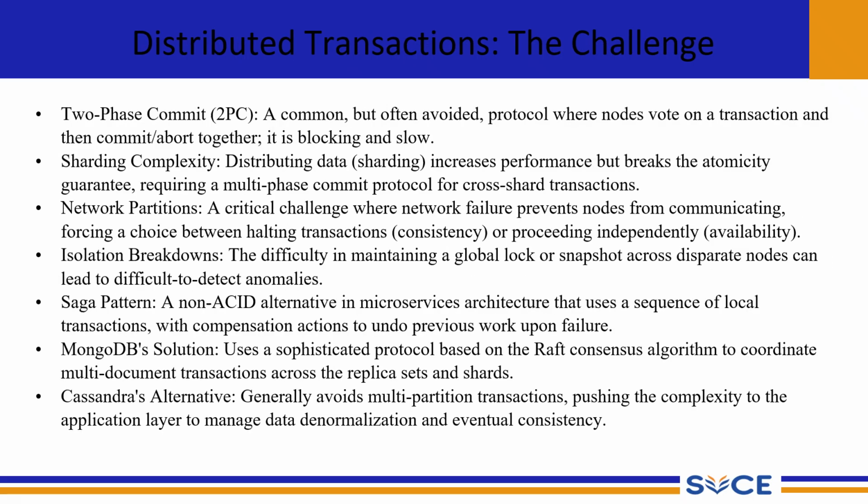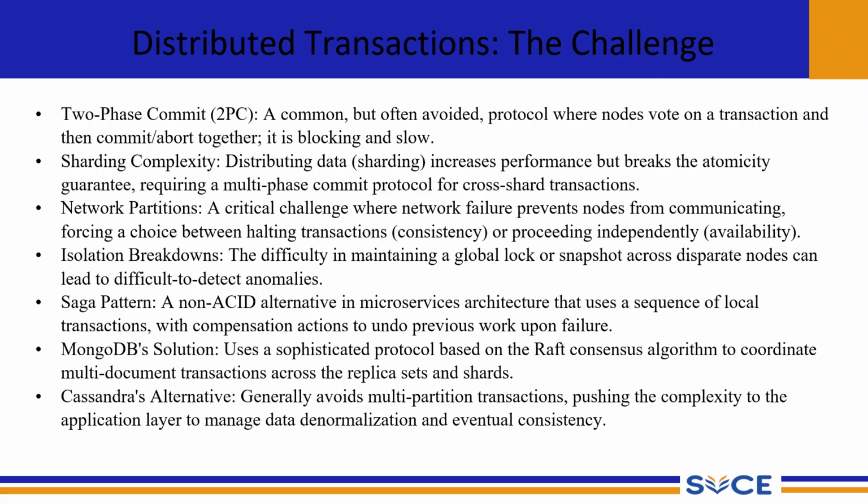Then finally, distributed transactions have their own challenges. The first is the two-phase commit, a common but often avoided protocol where the nodes vote on a transaction and then commit or abort together. This is blocking and slow. Sharding complexity: distributing data, that is sharding, increases performance but breaks the atomicity guarantee, requiring a multi-phase commit protocol.